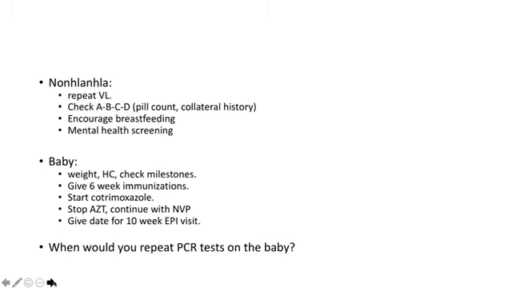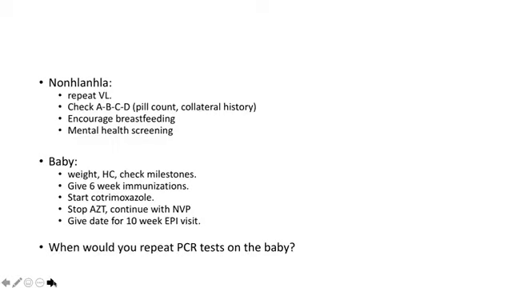Okay, next slide, please. So we think about the mom. She's now postpartum, she's breastfeeding, and she has had a raised viral load, which means we need to do our ABCD, we need to pill count, and we're going to repeat that viral load. Okay, and we're going to do mental health screening and support.